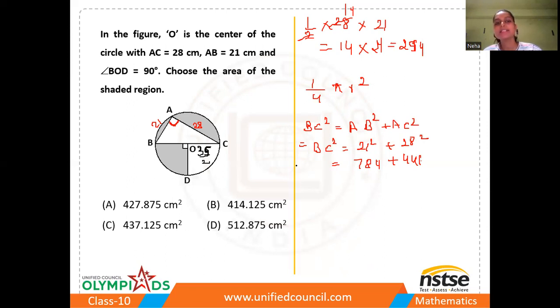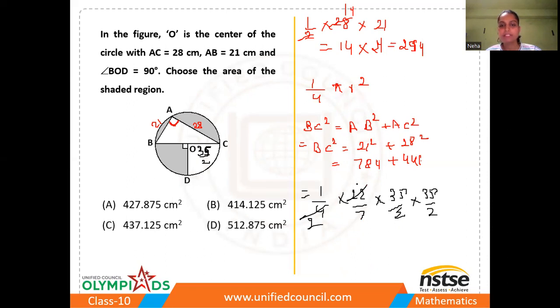Now I can easily find out the areas. First I need this quarter area. This quarter area is 1 upon 4 pi r square. That means 1 upon 4 pi is 22 by 7, and this is 35 by 2 multiplied by 35 by 2 because I have to do the square, so I'm just writing it 2 times. Now this is a simple calculation. So 2 times and this is 11 times. Nothing I can simplify here. So this is how you can find out the area of this quarter region.